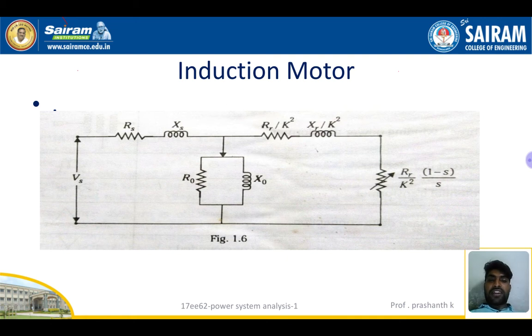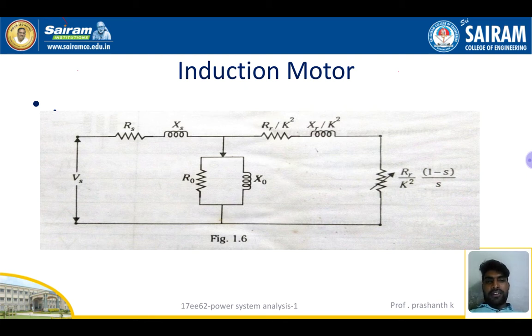The name itself indicates a motor, which converts electrical to mechanical energy, right? The working principle is Faraday's laws of electromagnetic induction. That's why we call it an induction motor, because Faraday's law and the induction principle will be there.